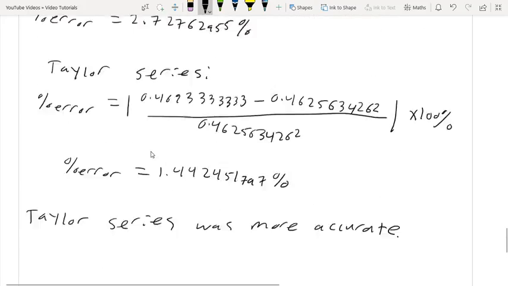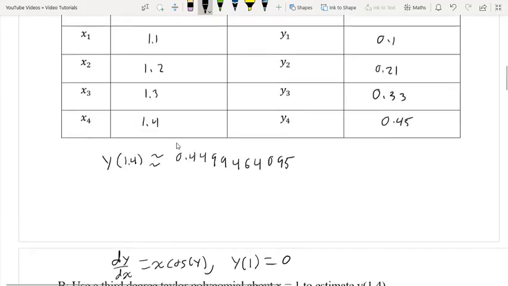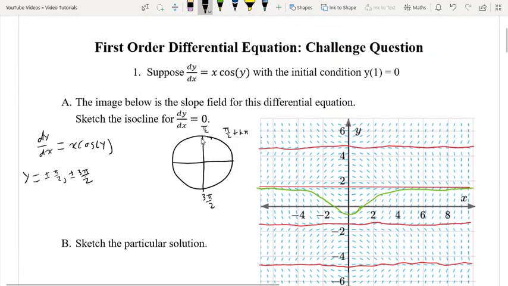So I hope you found this differential equation challenge interesting. I certainly had a lot of fun making it, and I hope that it helps you with any differential equation practice that you may need for any test coming up.